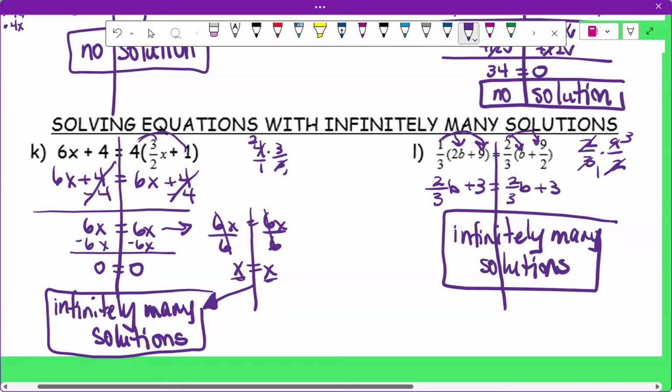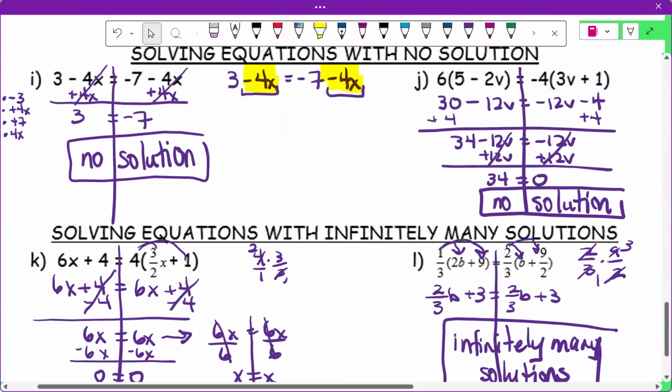So we may encounter equations that have one solution, x equals 2, x equals 4, y equals 7, that have no solutions where we don't have a balance, or infinitely many solutions where the sides of our equal sign are exactly balanced, so any value will do.